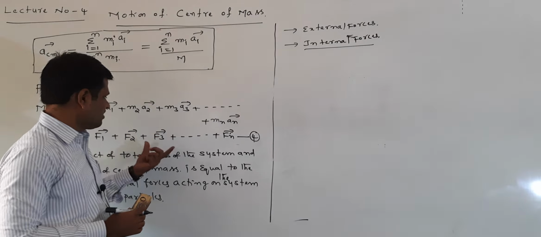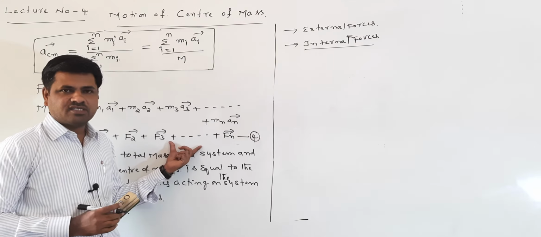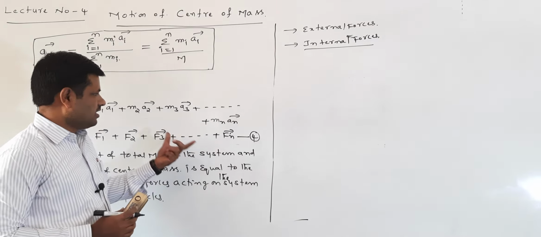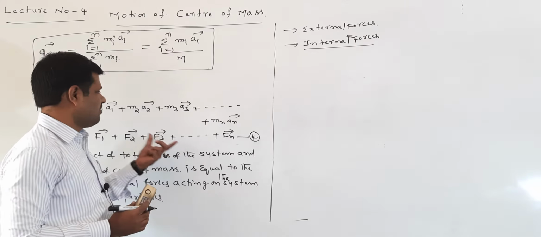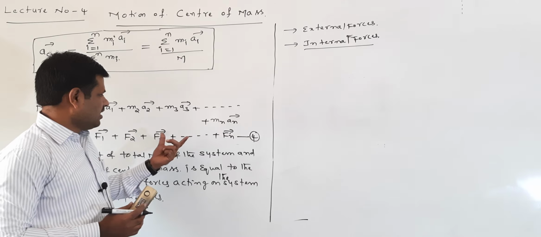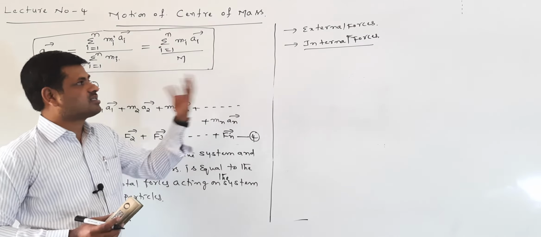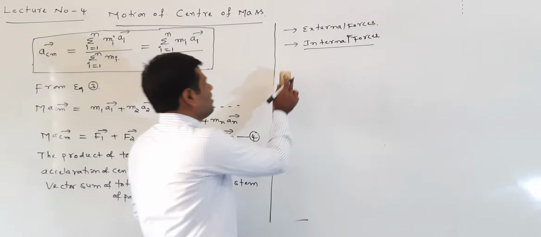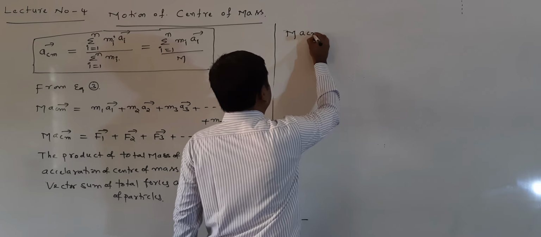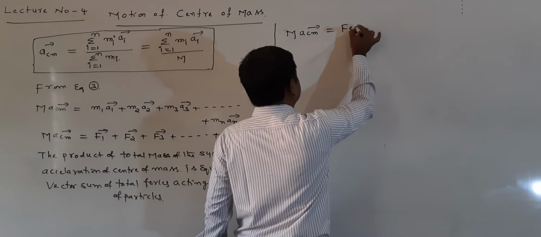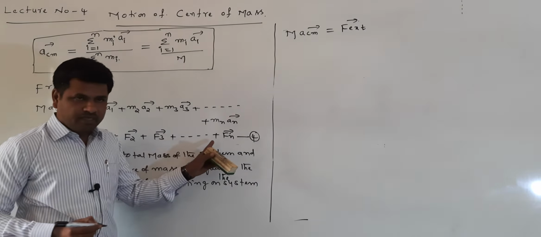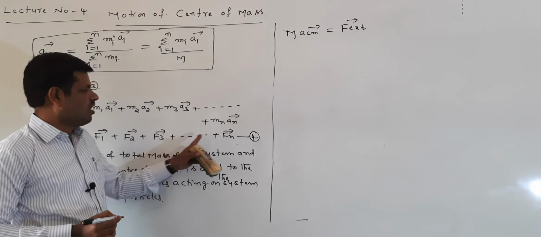In these forces, some are internal forces and some are external forces. Internal forces cancel with each other, so only external forces remain. That's the reason I write the formula here: M into ACM bar is equal to F external bar. In this, F1, F2, F3 and so on up to Fn.